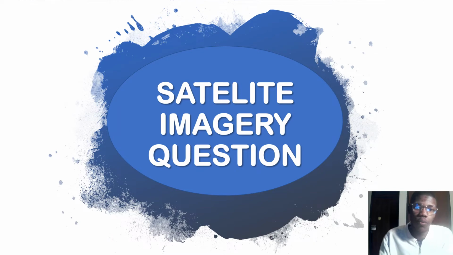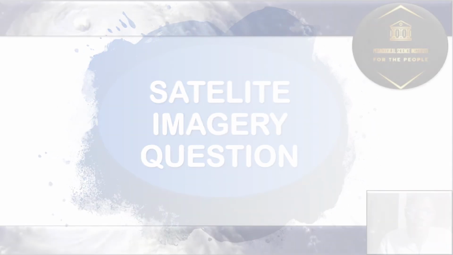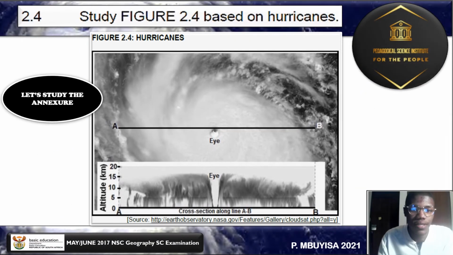Okay, so question 2.4 says, study figure 2.4 based on hurricanes. And remember that with every examination, I always urge you to first study your annexure. So you are expected to do the same for this question. Study your annexure. Now in the annexure, as you can see, we have a satellite image of a hurricane, as they said there, figure 2.4 hurricane.